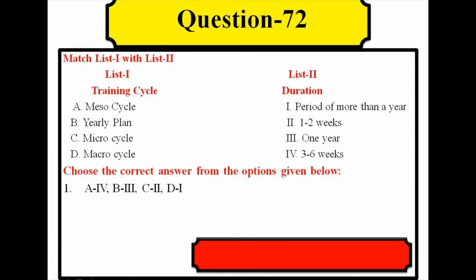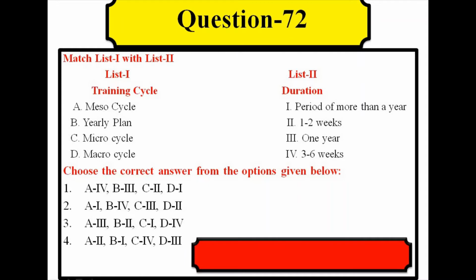A4, B3, C2, D1. A1, B4, C3, D2. A3, B2, C1, D4. A2, B1, C4, D3. Correct answer: A4, B3, C2, D1.